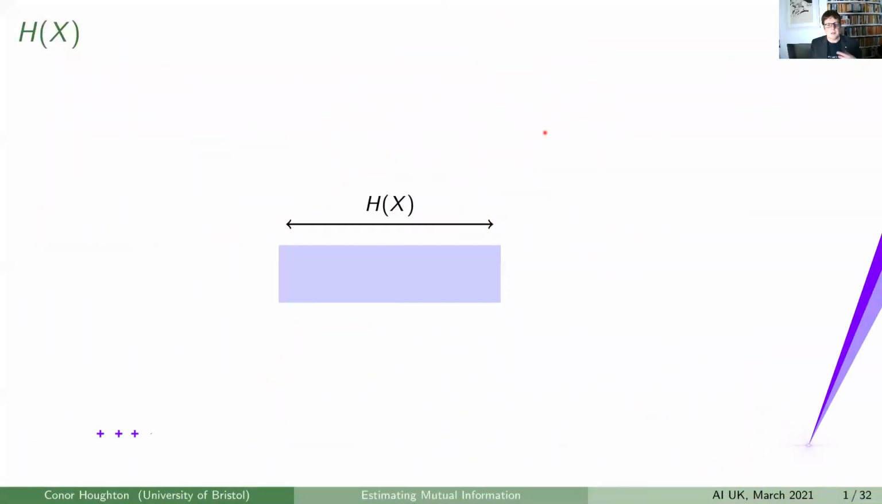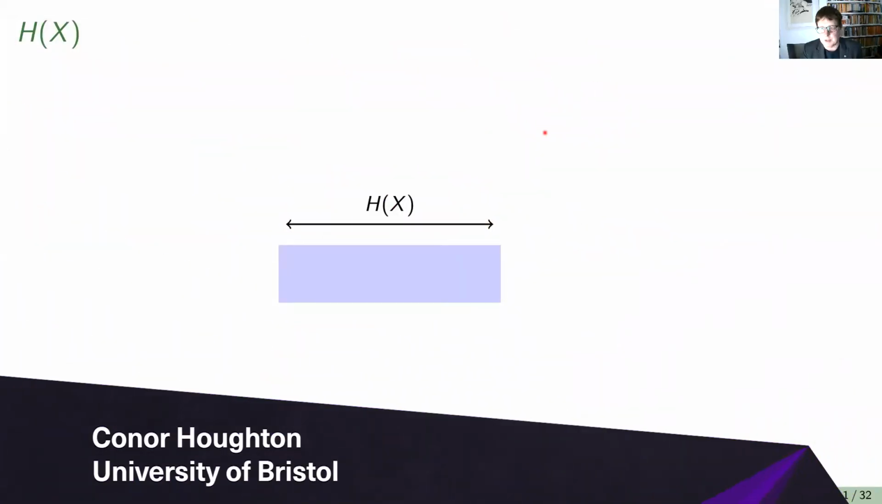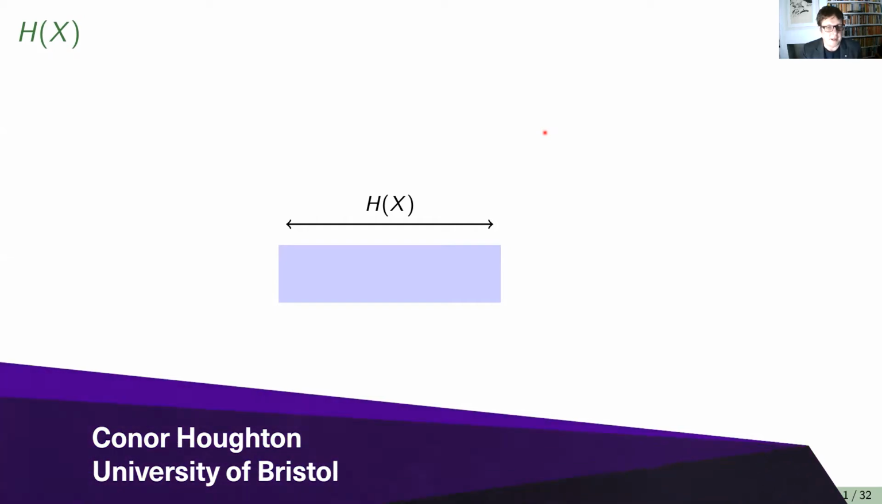Hi, I'm Conor Houghton. I'm going to tell you how to calculate the mutual information for data where the traditional, the naive estimators fail, and often fail badly.